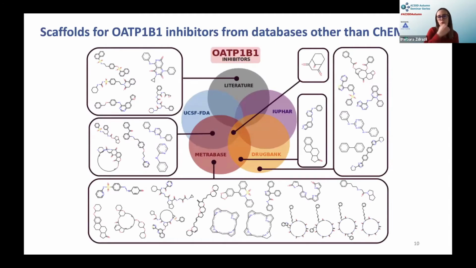This is also shown on this slide, where you can see scaffolds coming from data resources other than ChEMBL. You see these large macrocyclic rings, for instance, that come from Metrabase. Interestingly, these are largely substrates. We were quite astonished to see that. But it really seems that in terms of chemical space, we could increase it quite a bit.